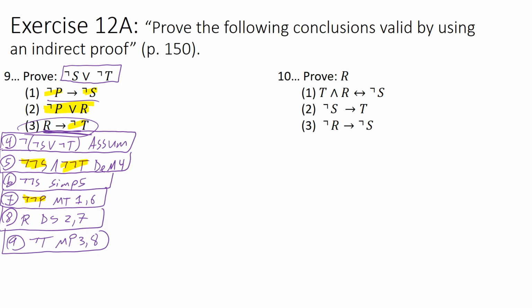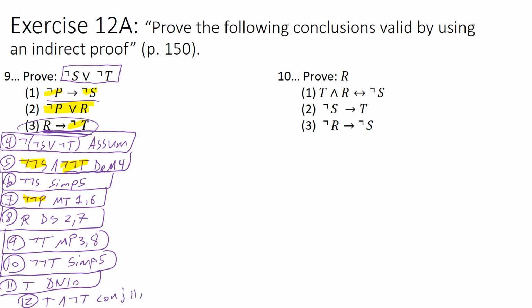And then we'll simplify this not t. So for 10, not t, simplification 5. 11, t, double negation 10. 12, we can get t and not t, conjunction 11 and 9. And so we've reached a contradiction based on this assumption.